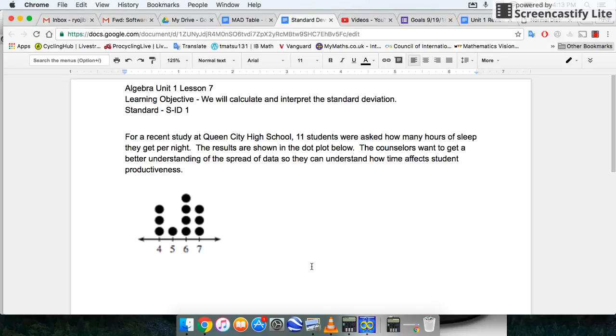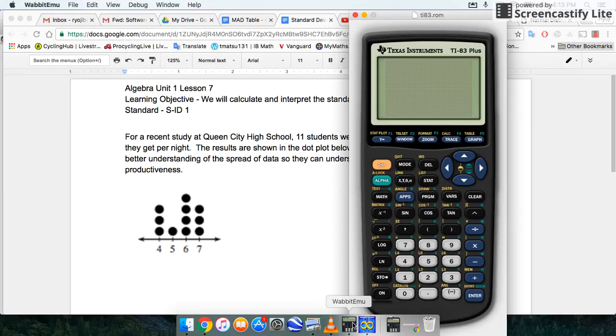Okay, today I'm going to show you how to use the graphing calculator to calculate standard deviation. So we have this example. It says, for a recent study at Queen City High School, 11 students were asked how many hours of sleep they get per night. The results are shown in the dot plot below. The counselors want to get a better understanding of the spread of data so they can understand how time affects student productiveness.